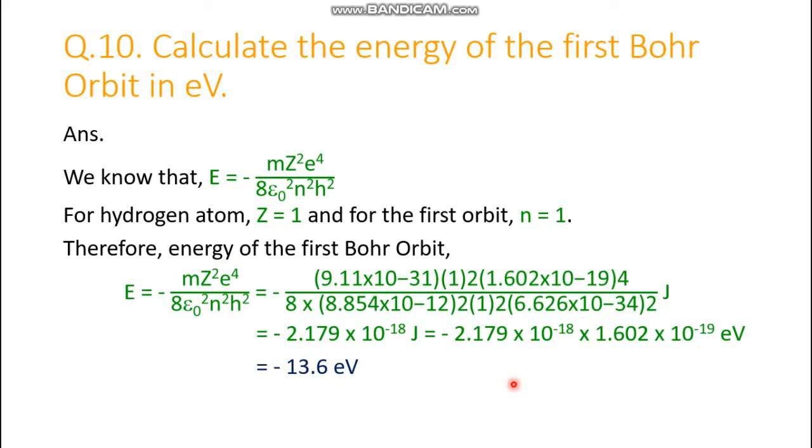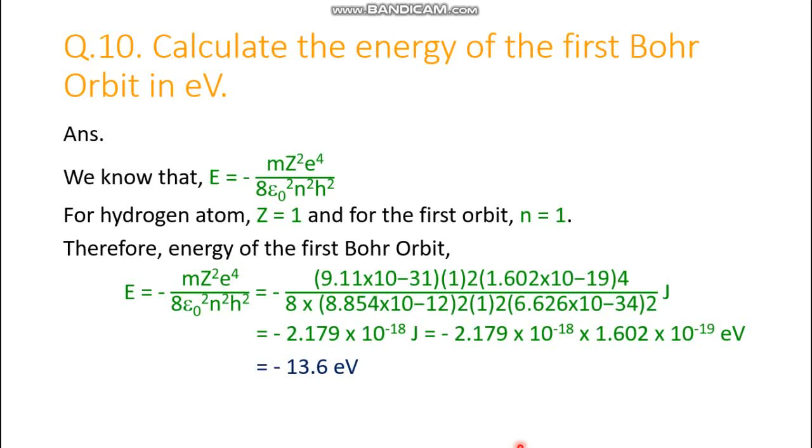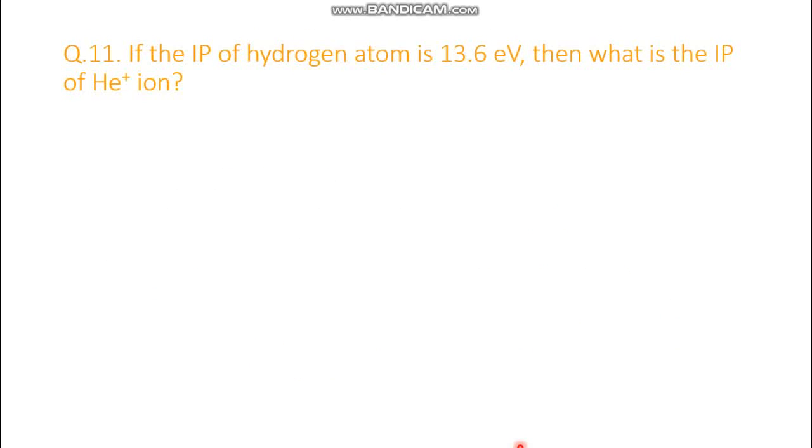Calculate the energy of the first Bohr orbit in electron volt. For the first Bohr orbit, just put the value n equals 1, and the other constants as usual. You get the value, minus 13.6 electron volt. Now move on to question number 11. This is the third question of this lecture series and the 11th question of this chapter.